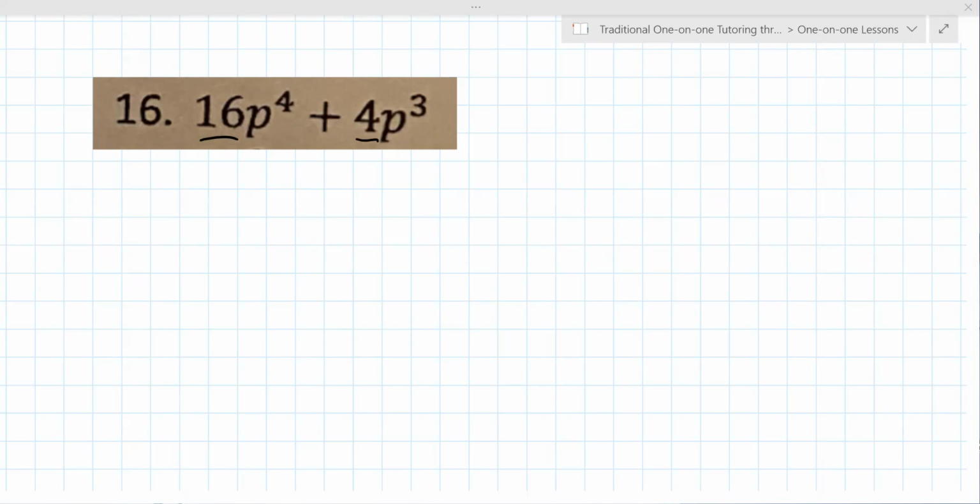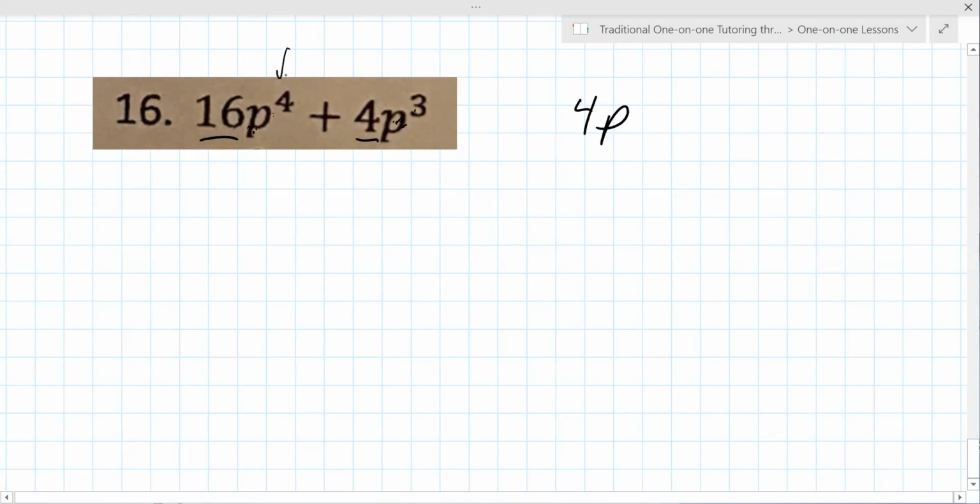So what number goes into both 16 and 4? Another way to do this is 4. And then is the variable p in both terms? It is. It's just p to the fourth here and p to the third here.